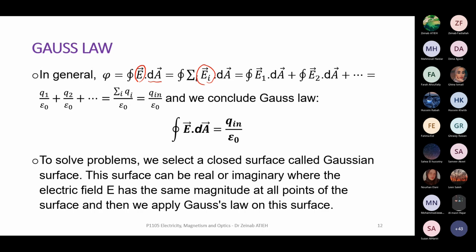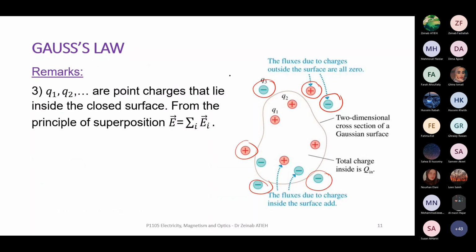Okay? So it is E1, E2, E3. E1 is the electric field due to Q1, E2 is the electric field due to Q2, etc. Okay? I know that. What is Ei? We said that I have inside charges Q1, Q2.